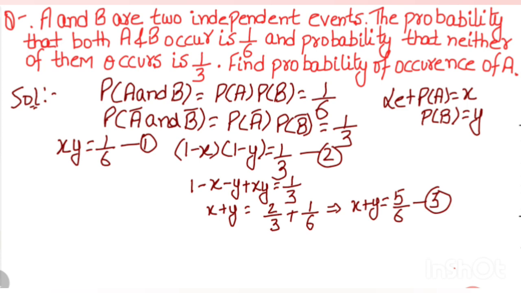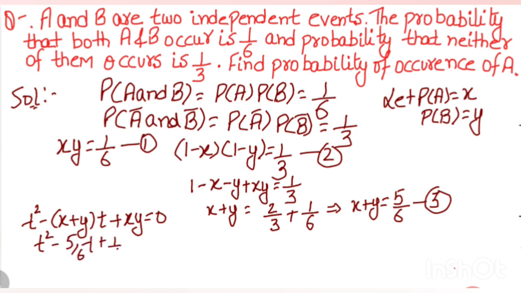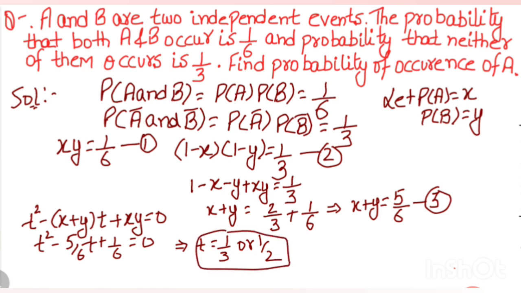There are various methods to solve these two equations. One is you can form a quadratic equation whose roots are x and y, which will be t square minus sum of roots into t plus product of roots. Okay, so equation will be t square minus 5 by 6 t plus 1 by 6 equals 0. On solving this equation, you can get the value of t as 1 by 3 or 1 by 2. Okay, now value of x can be either 1 by 3 or 1 by 2.